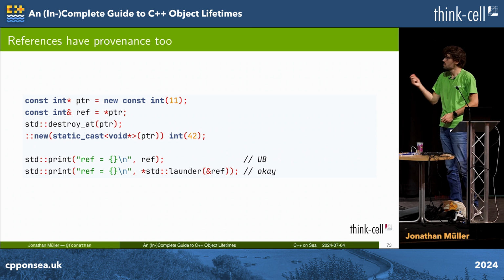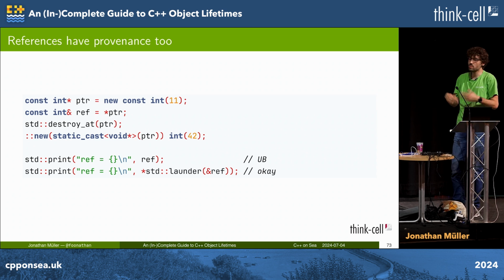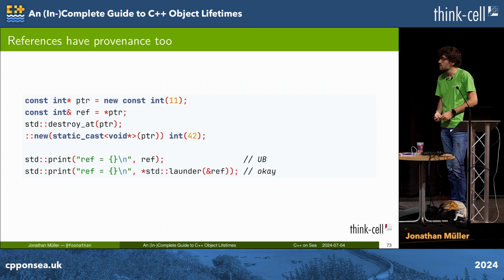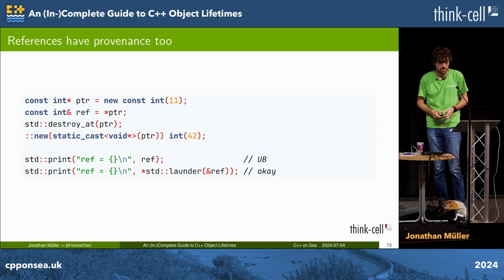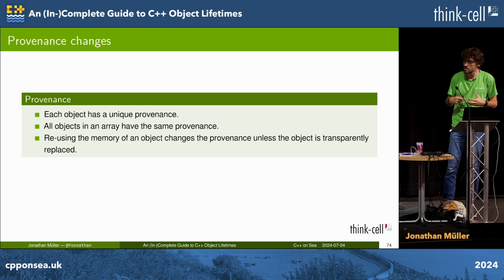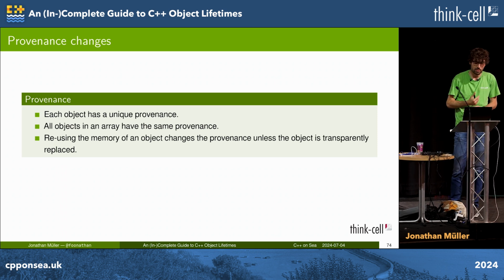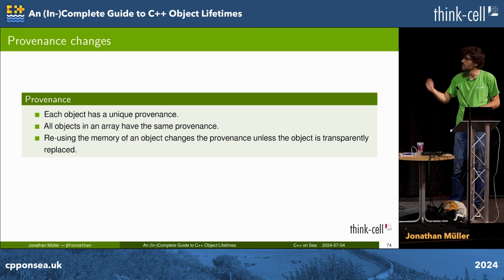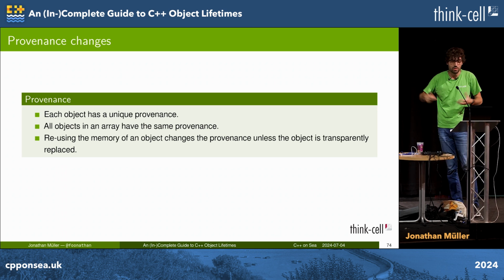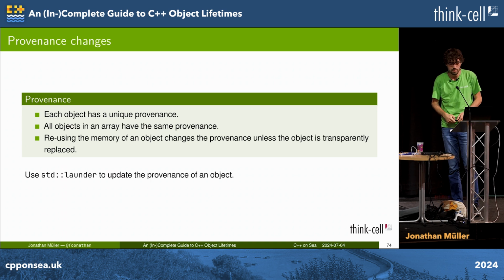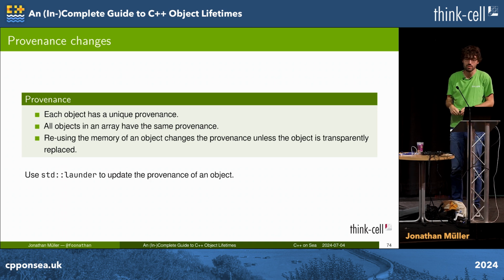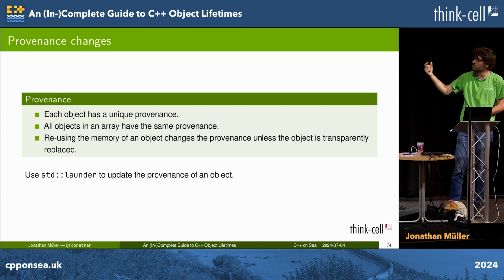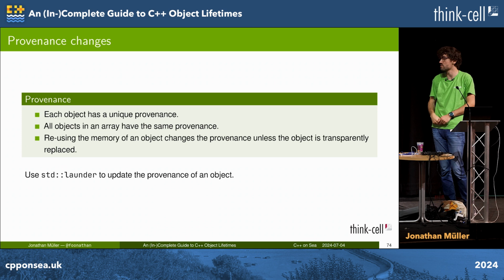References also have provenance, which explains this example, right? So the reference has the provenance of the old object, so we have to launder it to get the reference of the correct object. So provenance is a bit of a sticky property. It can only really change in certain ways. Each object has a unique provenance. All objects in an array have the same provenance, so you can do pointer arithmetic between them. And reusing the memory of an object changes the provenance unless we do transparent replacement. And then all launder does is update the provenance of an object, but crucially, pointer arithmetic on its own does not update the provenance. So pointer arithmetic is only allowed within an array, because then they all have the same provenance.